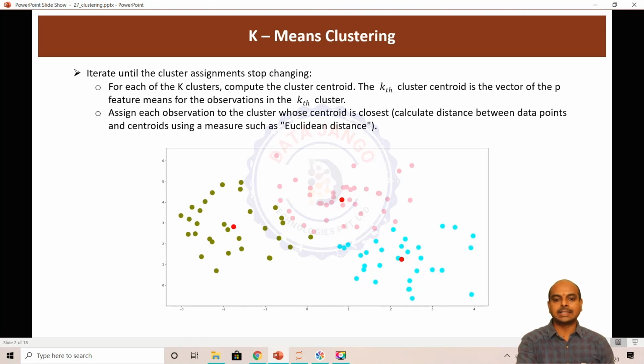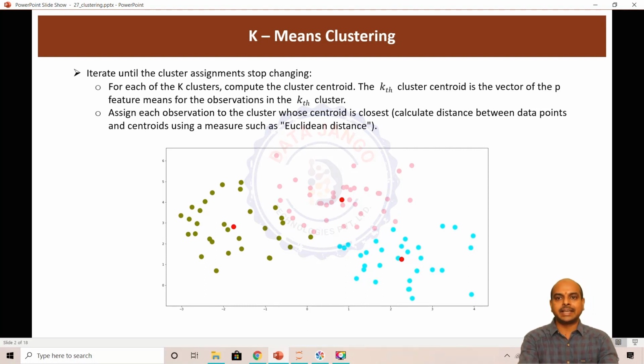Now again, it measures the distance between the first cluster centroid and all the other data points, the second cluster centroid and all the other data points, and the third cluster centroid and all the other data points. Here the distance metric may be Euclidean distance. Again, it reassigns the cluster numbers to the data points. Now the centroid has moved a little bit after taking the mean of the data points.